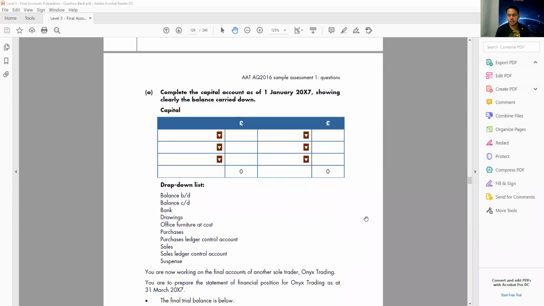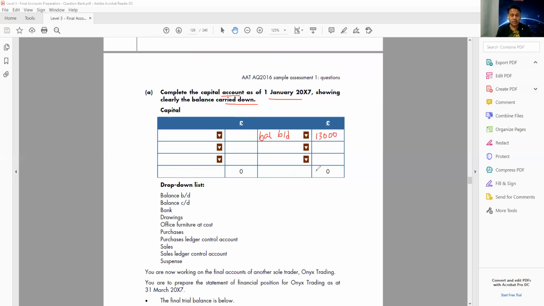The requirement here is how much is the capital account. Complete the capital account for 1st January showing the balance carried down. So showing the balance CD. That's very easy and straightforward. Let's start with the opening balance. How much opening balance do we have? Balance BD. We can see we have £13,000. This £13,000 we have transferred from my personal account to the business account. So that's my capital. And obviously another £1,100 I paid from here.